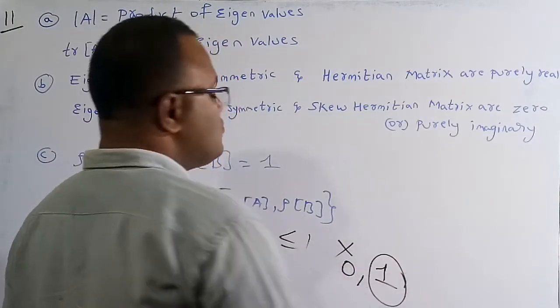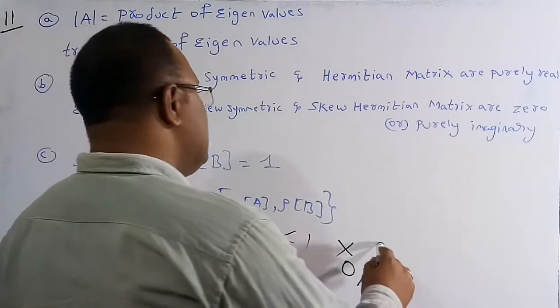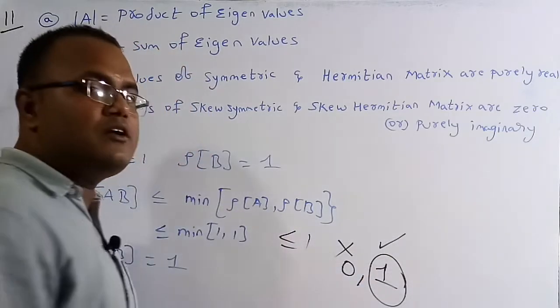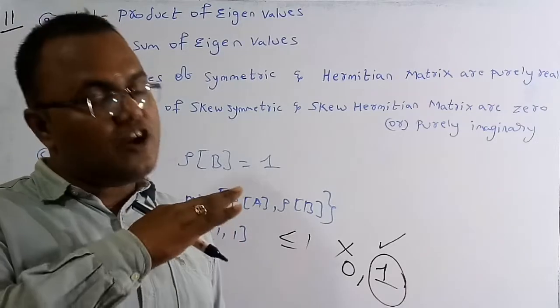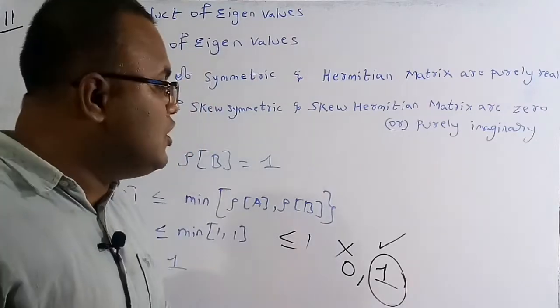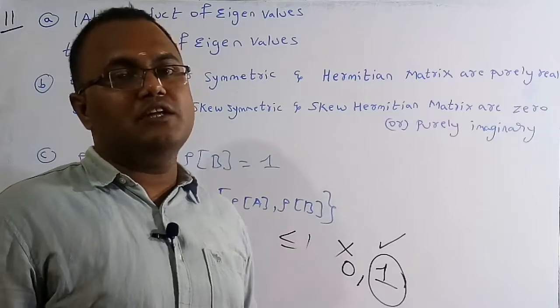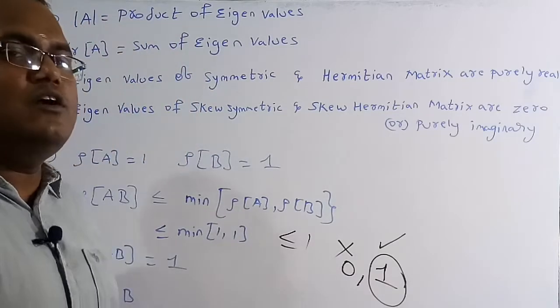So only 1 is going to remain. Therefore we can say that the rank of matrix AB is equal to 1, because the AB matrix is a non-zero matrix. For any non-zero matrix, the rank cannot be equal to 0. Because of that reason, we are left with only one option. So the rank of the AB matrix is equal to 1.